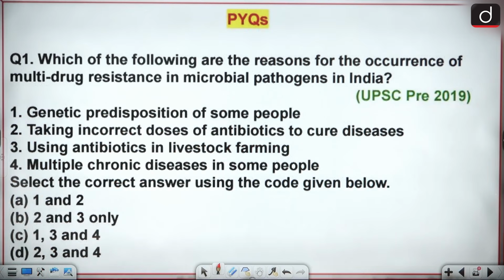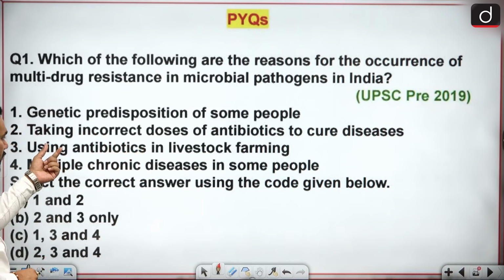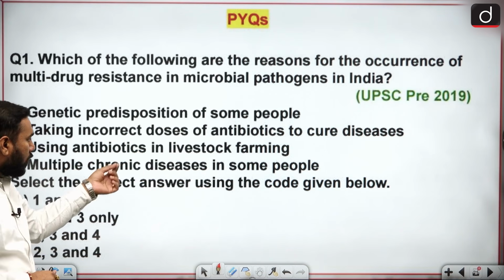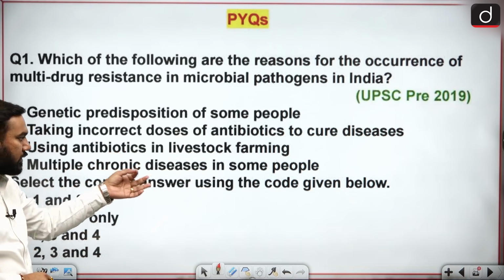Which of the following are the reasons for the occurrence of multi-drug resistance in microbial pathogens in India? So what is the reason behind it? Why can AMR happen? Genetic predisposition of some people, taking incorrect doses of antibiotics to cure the disease, using antibiotics in livestock farming, and multiple chronic diseases in some people.